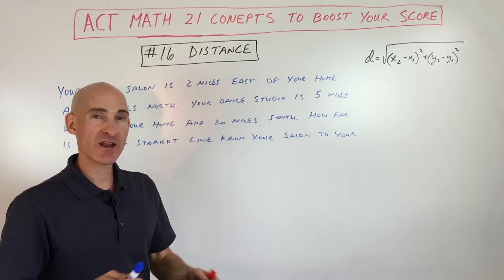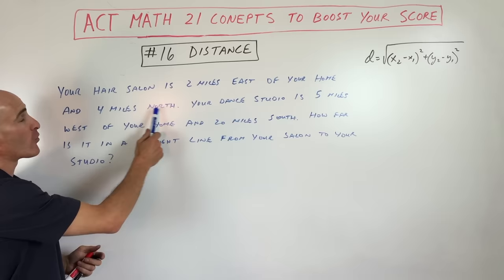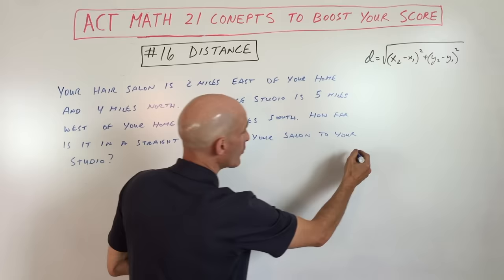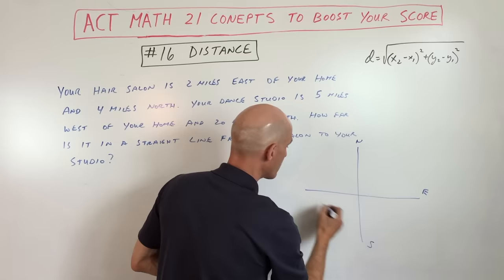So in this story problem, let's see what they give us. Your hair salon is 2 miles east of your home and 4 miles north. Your dance studio is 5 miles west of your home and 20 miles south. How far is it in a straight line from your salon to your studio? Good question. So what we want to do is draw a sketch, kind of like we did in the midpoint lesson, and coordinatize our points. So here we're thinking of north, east, south, and west. Your hair salon is 2 miles east, so we're going 2 to the east and 4 miles north.